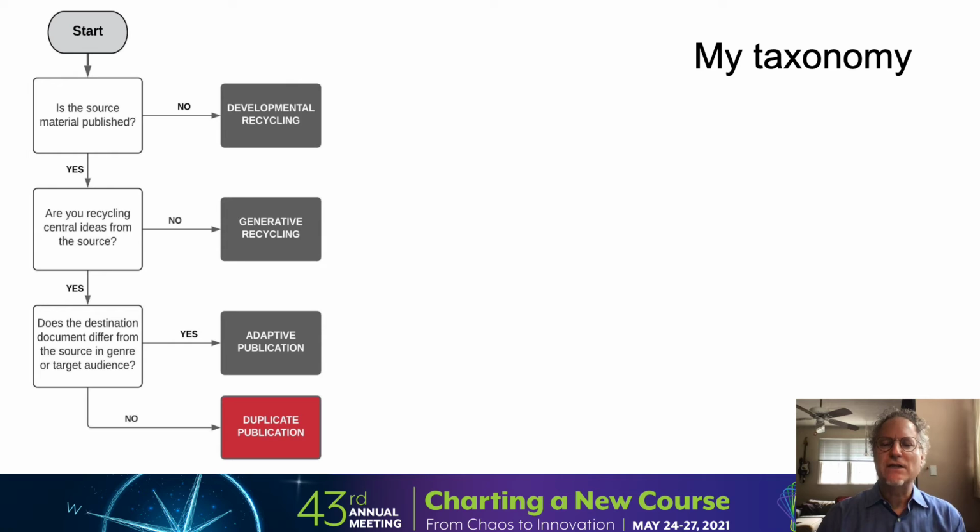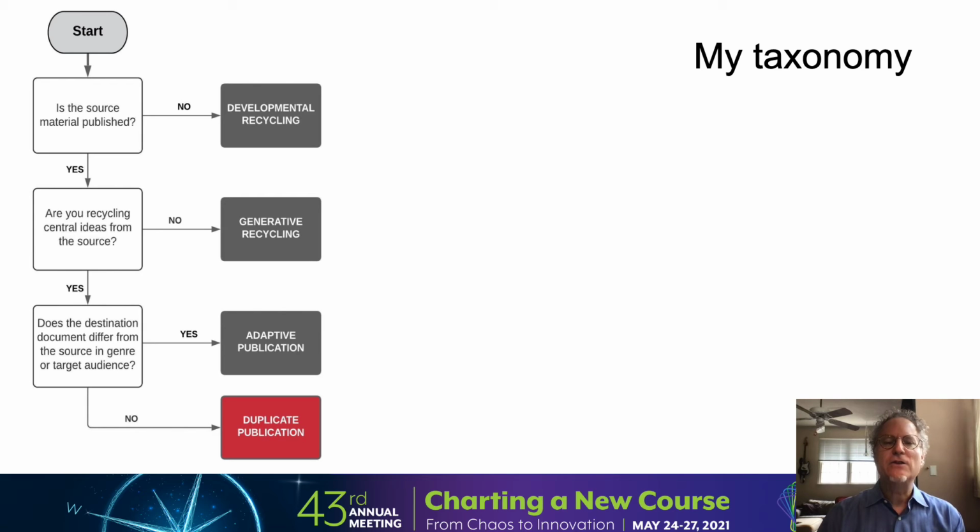Generative recycling is recycling published material in a new work that offers a substantive and original intellectual contribution. For instance, reusing background information or the description of an experimental method from one of your published articles in a new article. Adaptive publication is recycling published material along with the same basic essential content, but changed in some way for a different readership or genre or context. For example, reusing material from your published journal article in a commentary or blog on the same topic, or translating your published article into another language.